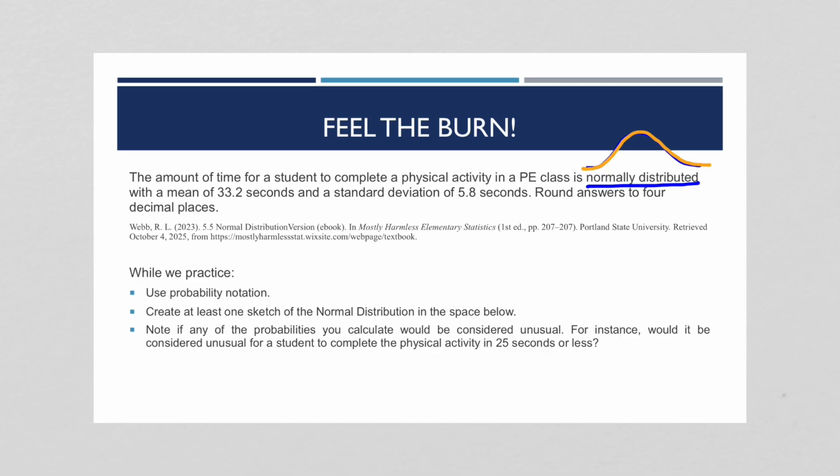I want you to create at least one sketch of the normal distribution in the spaces below using the information that you know about the mean and the standard deviation provided for you in this situation. So we know that we have a mean, for example, of 33.2 seconds and a standard deviation of 5.8 seconds. Note if any of the probabilities you calculate would be considered unusual.